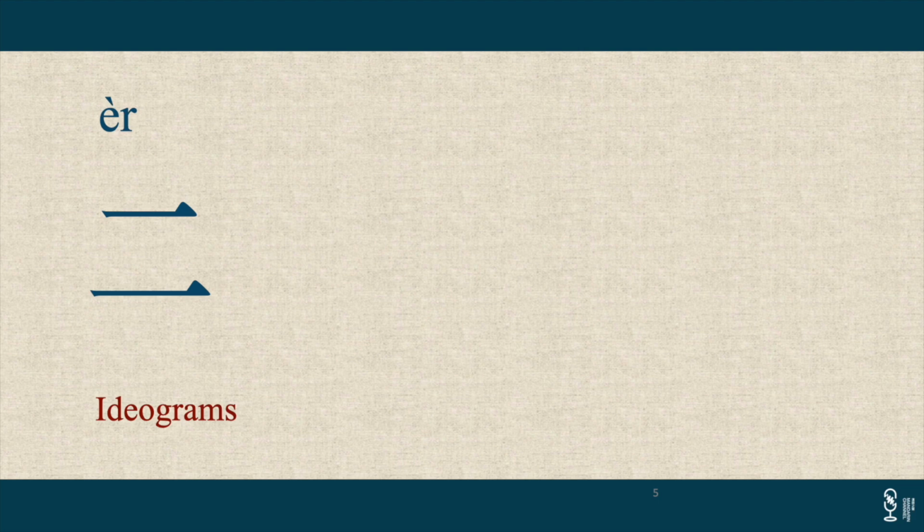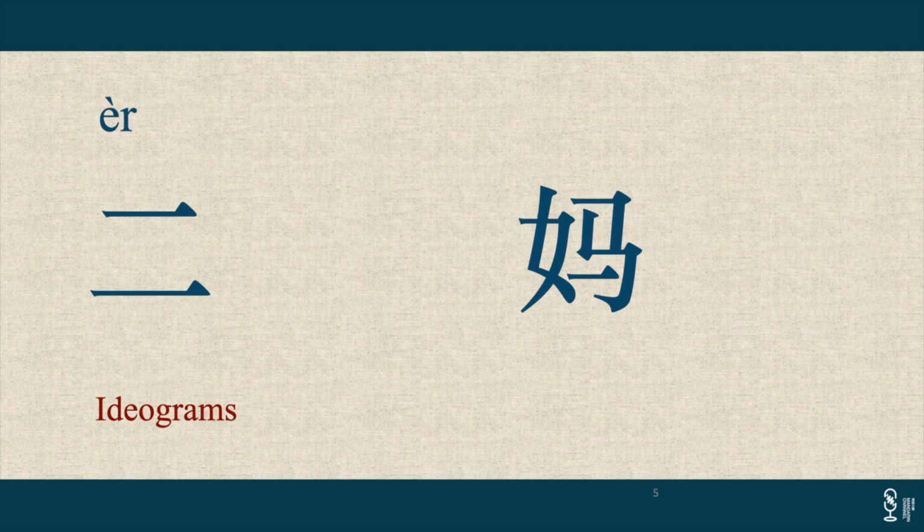Okay, now let's look at this one. Have you ever seen this one? It is 2, number 2. We use 2 strokes to show number 2. This kind of character is called ideogram. But these 2 ways are not enough to express all the meanings, especially some more complicated or abstract ideas.